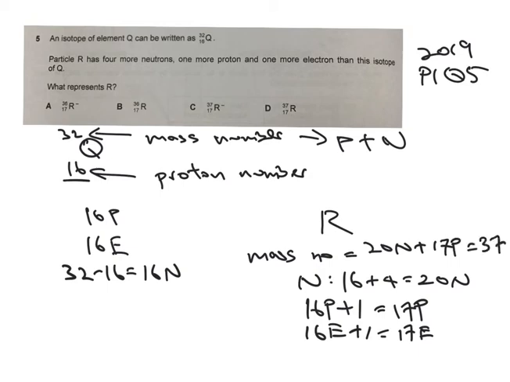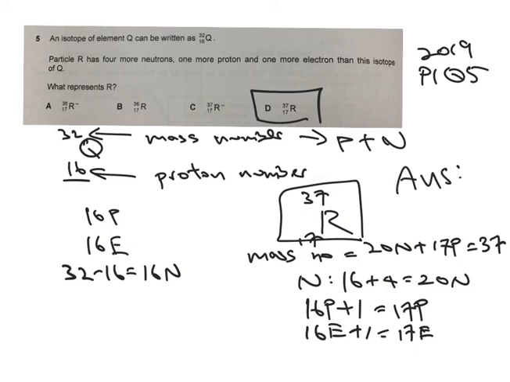So this symbol will look like that, with 37 at the top, which is the mass number, and 17 at the bottom, which is the proton number. So which option actually corresponds to this particular symbol that we have written here? And that would be answer option D. So the answer will be D.